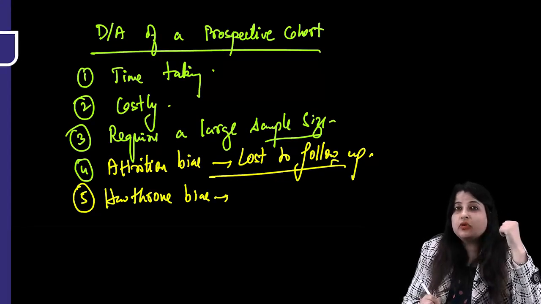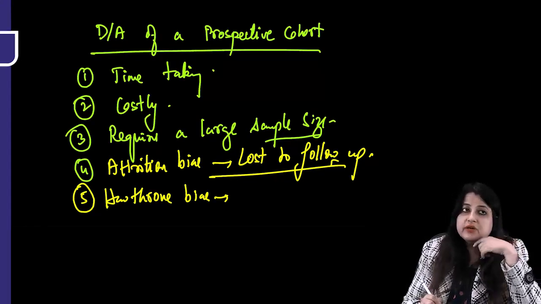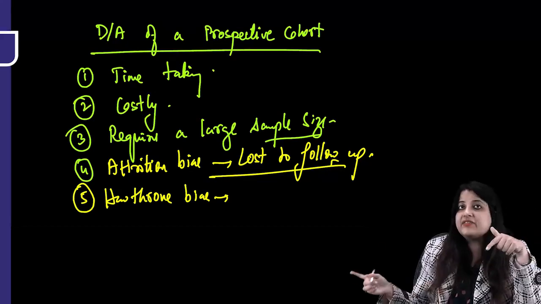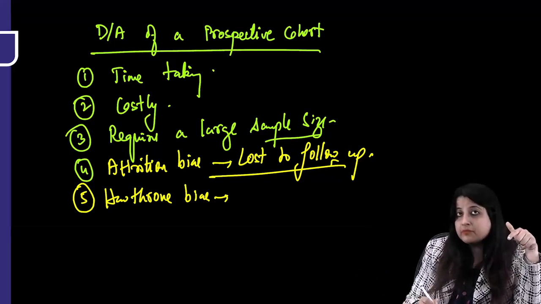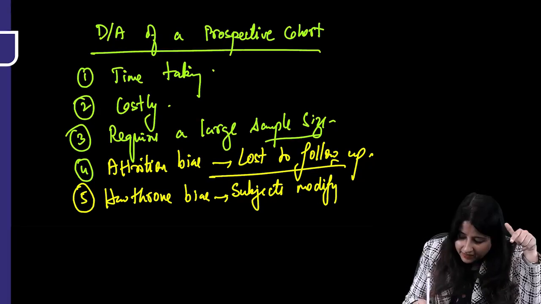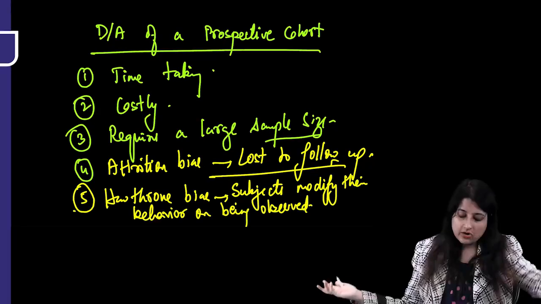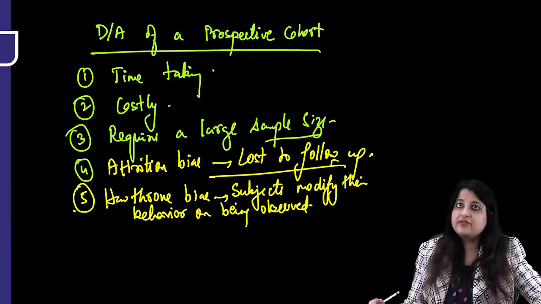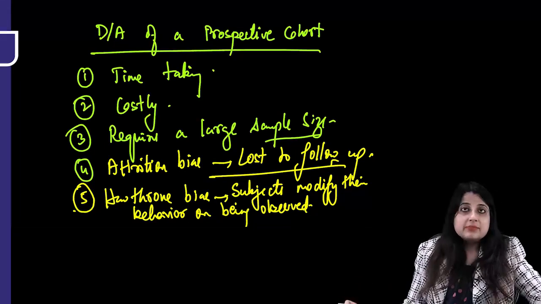Okay, if a smoker comes to know that he is being observed, he might quit smoking. All right, so that will again affect the outcome of my study. Hawthorne bias is that the subjects modify their behavior on being observed. All right, so these are the disadvantages. So the advantages were also fair enough: temporality, incidence, multiple outcomes, but disadvantages are also there.